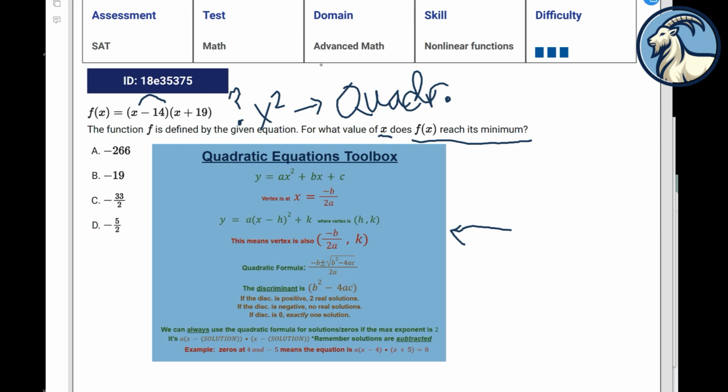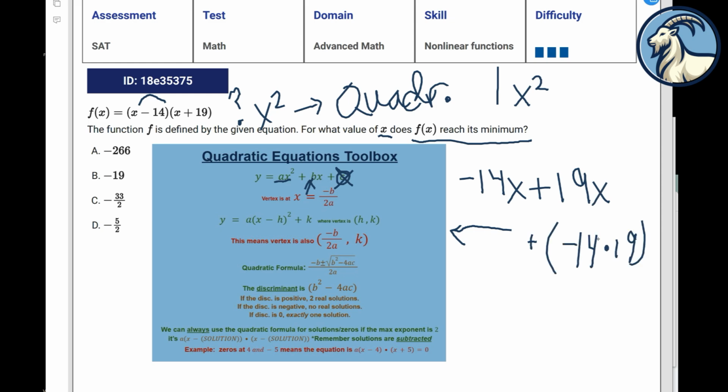It's the -b/2a. One thing I'll let you know is as we start multiplying this out, you'll see me not really pay attention to the c, that negative 14 times 19 part of the FOIL. That's because negative b over 2a doesn't involve c. So we're really just concerned with what b is going to be because we already know the leading term is x squared, a is 1. So we're just concerned with what negative 14x plus 19x is. We don't even have to think about that c. We don't really have to multiply out the negative 14 and the 19.